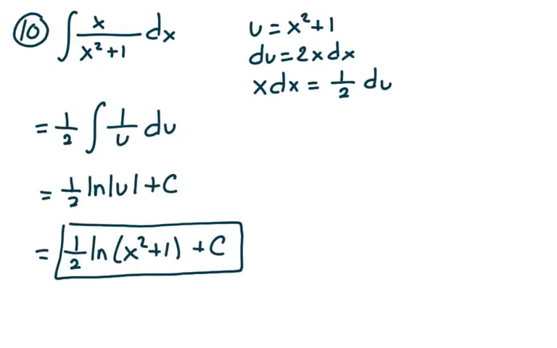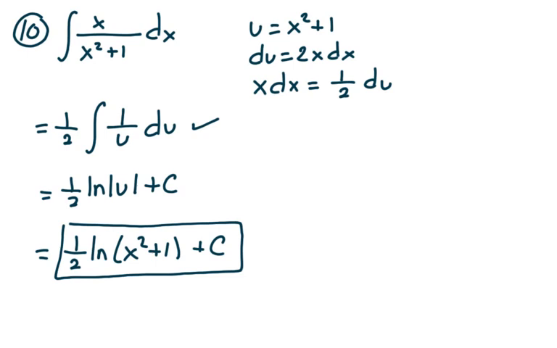That's number 9. If we take a look at number 10, we have the integral of x over x squared plus 1 dx. This is u substitution. I'm going to let u equal x squared plus 1. du is 2x dx. So x dx is 1/2 du. Okay? And so this is the integral of 1/u du with a 1/2 on the outside, right? So in other words, we have 1/2 the integral of 1/u du.